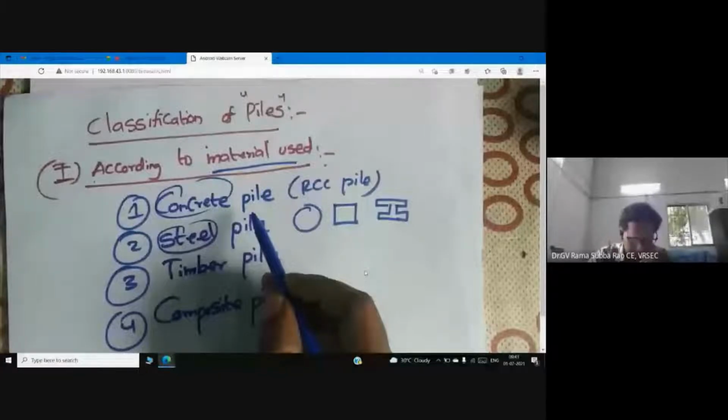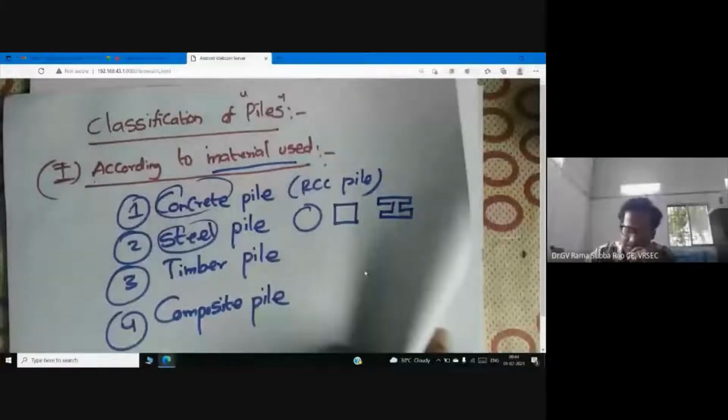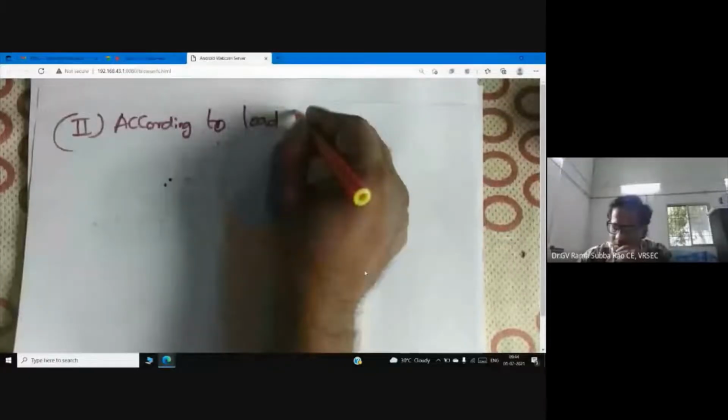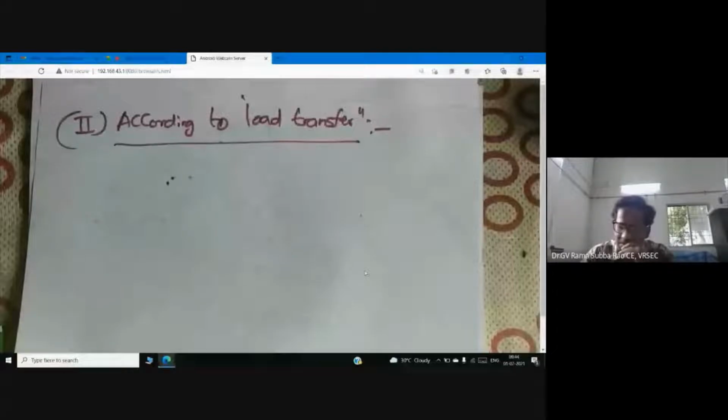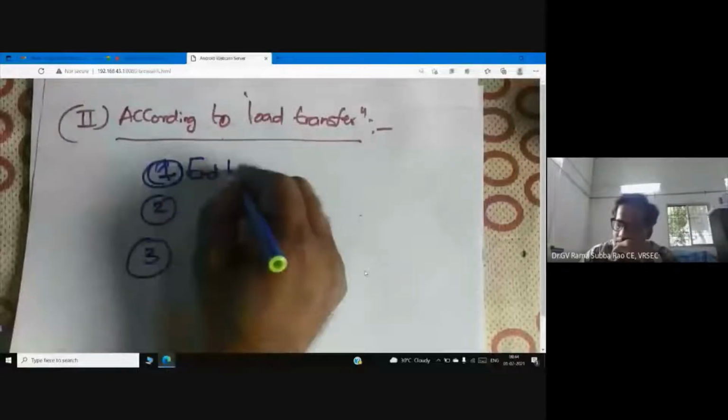Now the second head we are discussing in this concept of classification of piles is according to load transfer. Now we are exactly entering into the main component of pile foundation. It is good to discuss this very important one. This gives a lot of knowledge to us. First one is the end bearing pile. This is a very important discussion, so please, all of you concentrate.